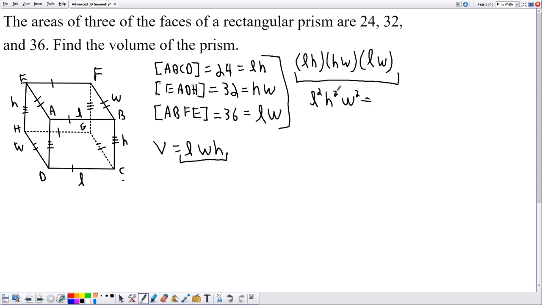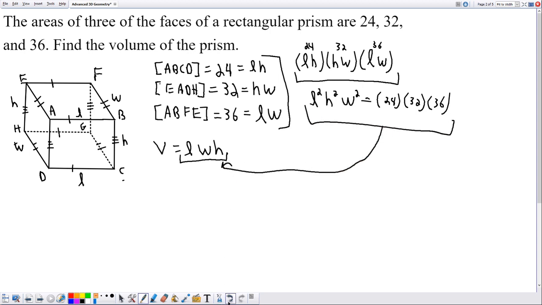And we know that all that's going to be equal to the actual numerical values. Like, we know LH is 24, we know HW is 32, and 36 for LW. So let's just rewrite it over here. 24, 32, 36. Now, this here kind of looks like that, but how can we get exactly like that?